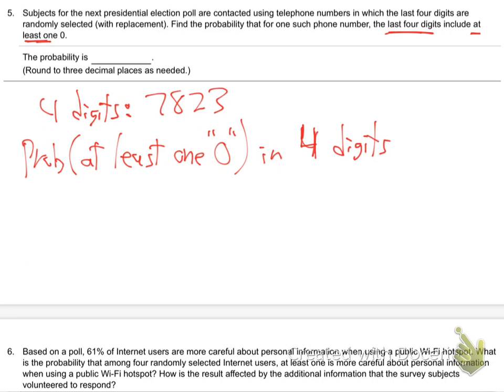So if I was to grab a digit at random, what's the chance it's going to be a 0? Yeah, 1 out of 10. So the probability of a 0 in any one spot is 0.1. That's 1 out of 10. Huh? And what's the probability that it's not a 0?